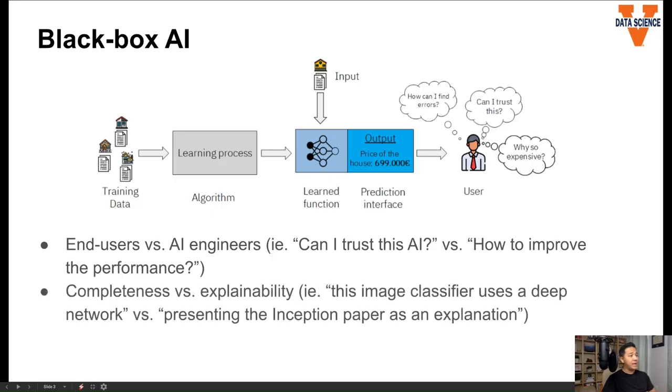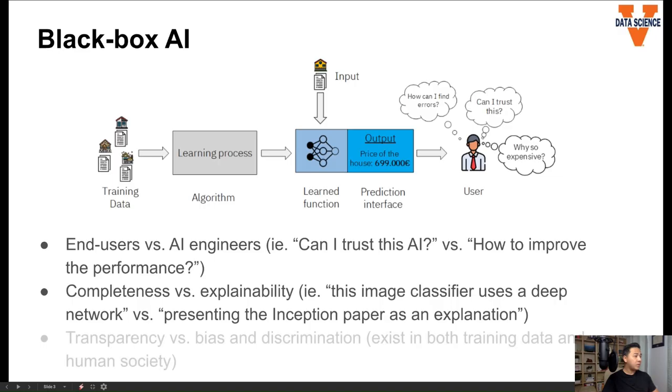And when it comes to explanation, there is a difference between completeness and explainability. You can't just explain how the system makes decisions by explaining the model behind it. You can be more detailed about how the model works, or you can present a paper on that model, but it does not mean that you are able to explain how the system makes a prediction. There's a separate strand.